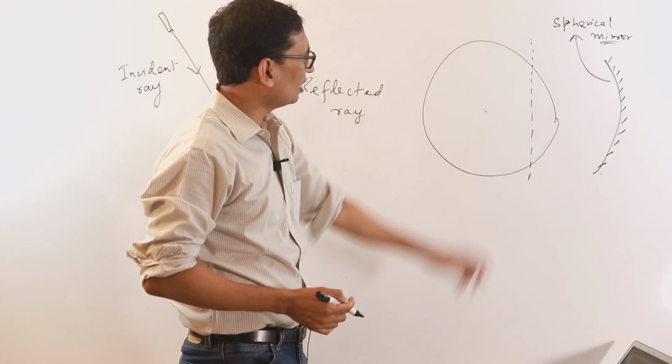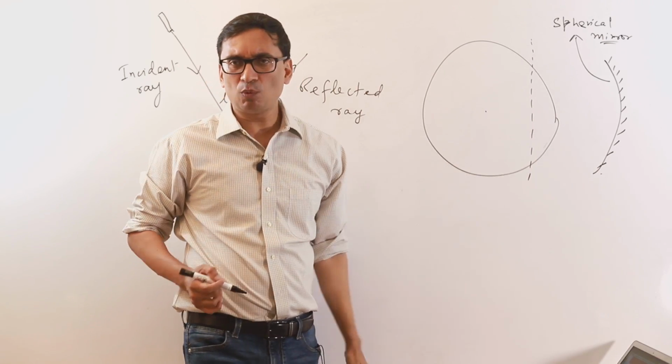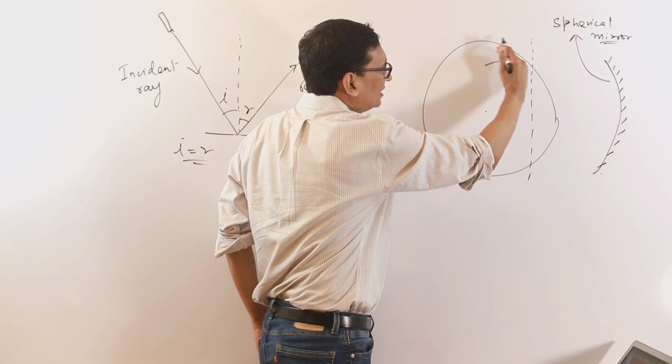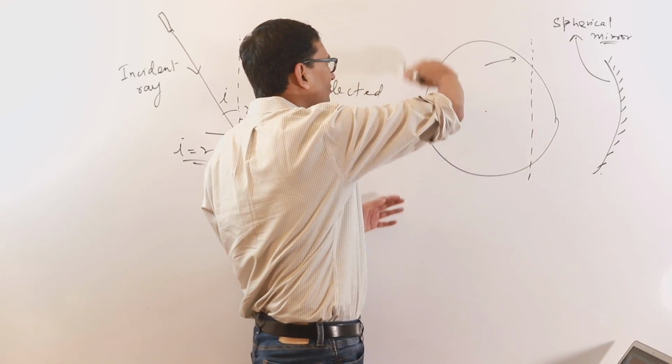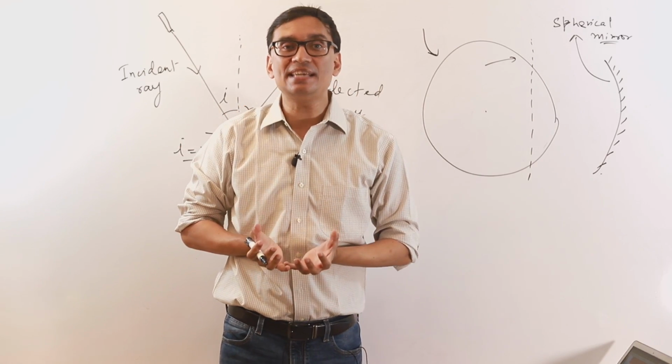So this is a spherical mirror. Now there is another way to get a spherical mirror. In the same sphere, instead of the inside being silver, what if the outside is silver? So imagine an egg, a shiny egg.